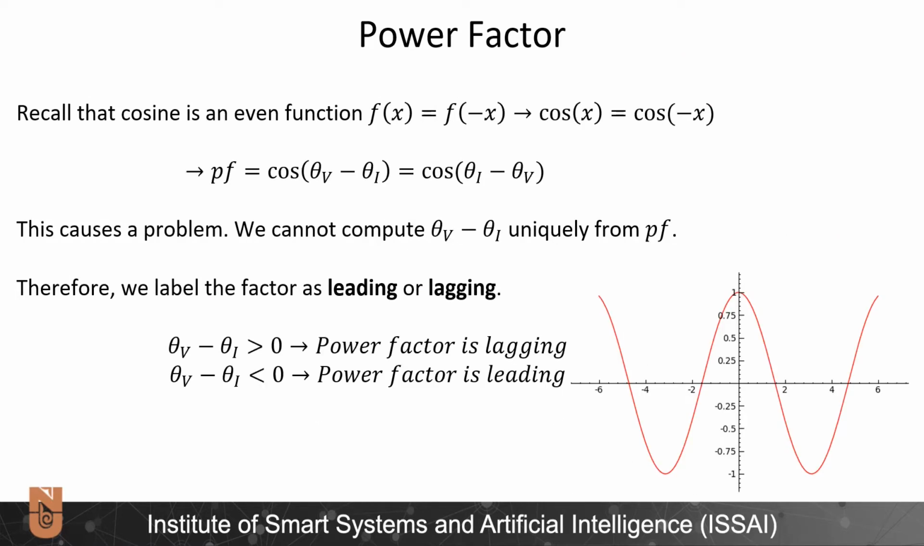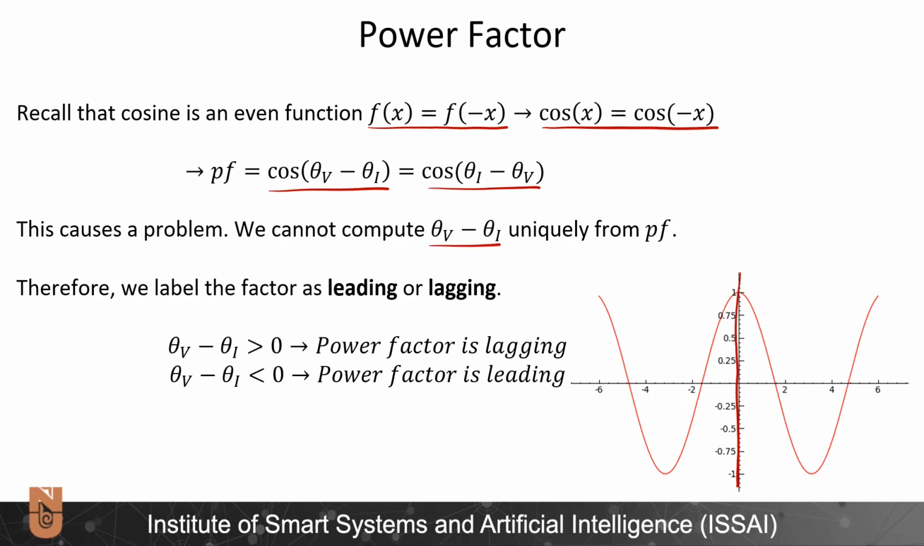An even function is a function where f(x) is equal to f(−x). In other words, an even function is mirrored around the vertical y-axis. Cosine is one such function: cosine x is equal to cosine of −x. And this causes one problem with the power factor, because cosine(θv − θi) is equal to cosine(θi − θv), and therefore we cannot uniquely determine the phase difference between the voltage and current.